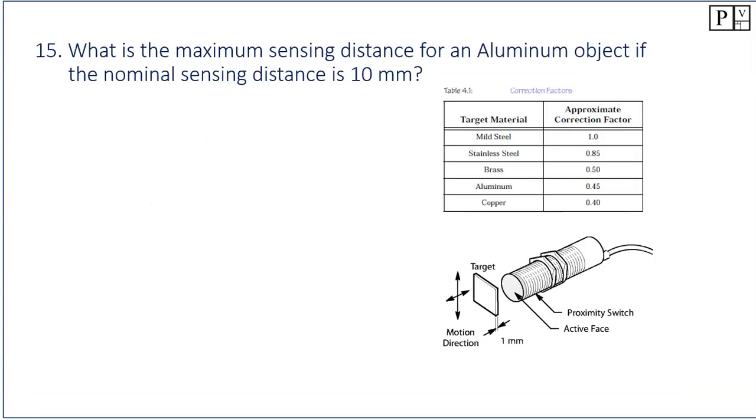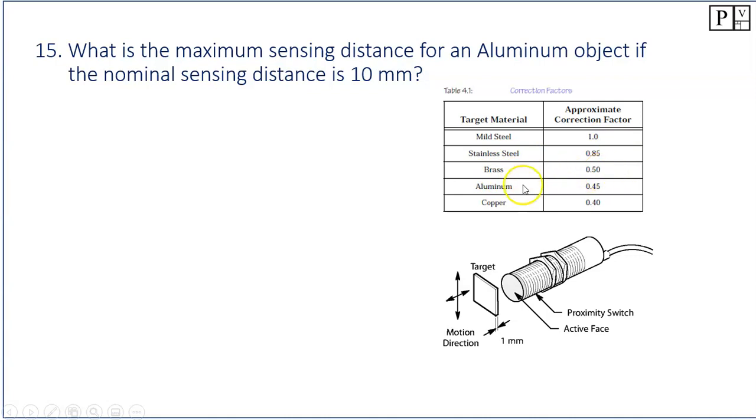Okay, number 15, what's the maximum sensing distance for an aluminum object if the nominal sensing distance is 10 mils? So I've used a multiplier of 10 mils there to make it easy so we don't need to have a calculator for the test. There are other sensors out in the field now that don't have these correction factors, but oftentimes if you're using inductive proximity sensors, then there will be a correction factor for different types of metals. So we can see here that for mild steel, we're going to get 100% of our sensing distance. Stainless steel, we're only going to get 85.